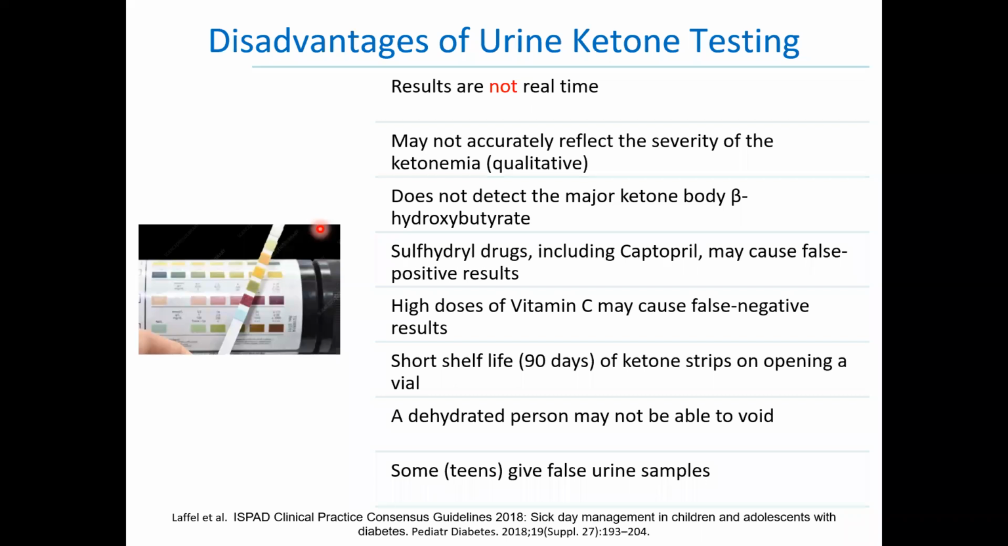Then, as I already mentioned, it doesn't detect the major ketone body, beta hydroxybutyrate. You may also get false positive and false negative results if the patient is on certain drugs, and it has a short shelf life of 90 days. So there's that risk of someone checking urine ketones with strips that have expired, which may not be accurate. Then, of course, a dehydrated patient may not be able to void.